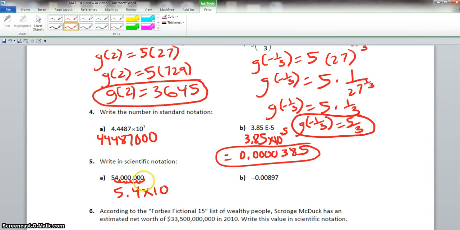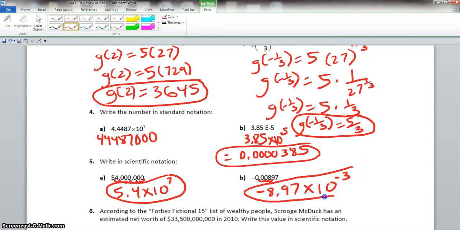Now we have to determine the power. We have to move this 1, 2, 3, 4, 5, 6, 7 places. So it'd be 10 to the 7th power. So it'd be 5.4 times 10 to the 7th power. Now for B, we have negative 0.00897. So we need to move this decimal 1, 2, 3 places. So we had negative 8.97 times 10. Now we moved it to the right 3 places. So this would be to the negative 3 power. And that is the final answer for B.